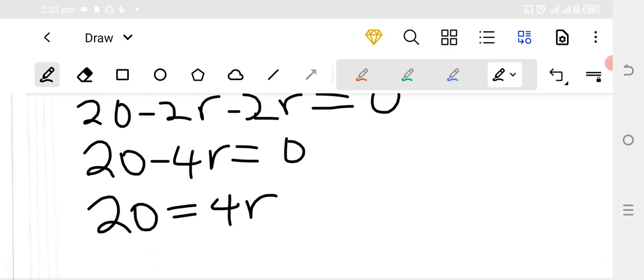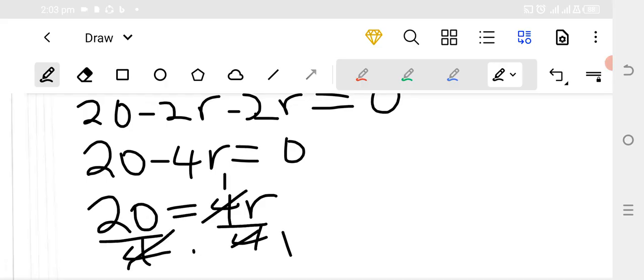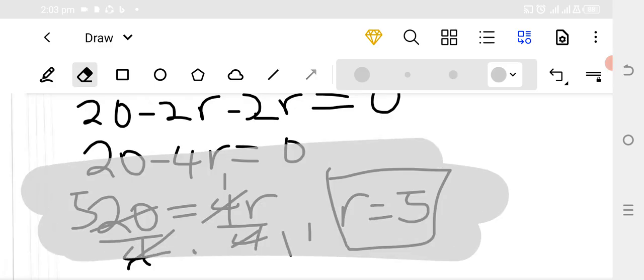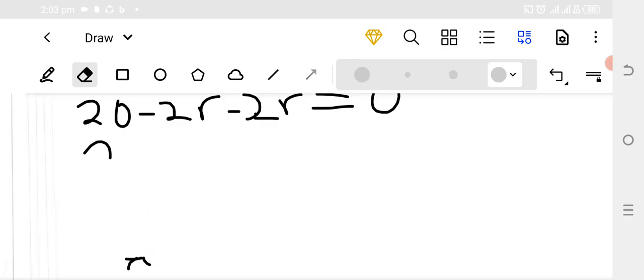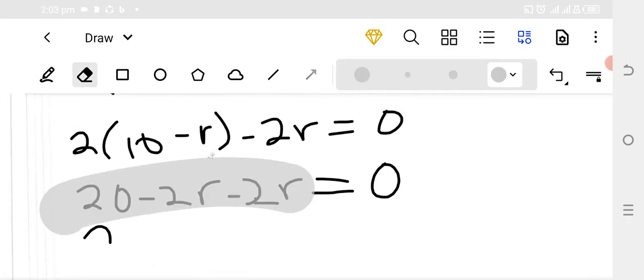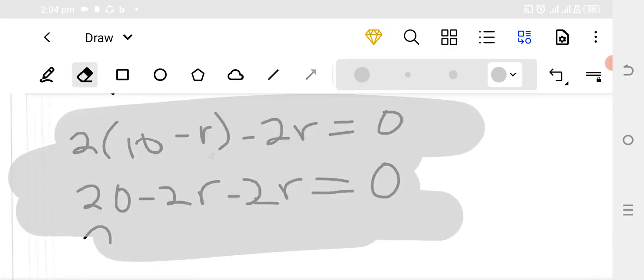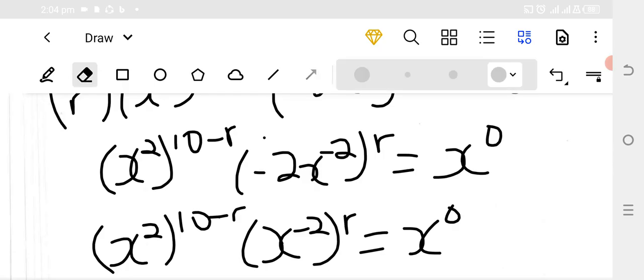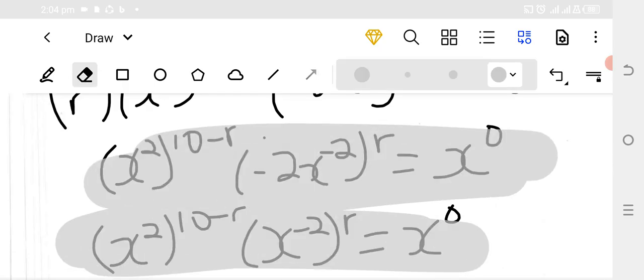20 is equal to 4r. You divide both sides by 4. 4 can go into itself 1, 4 can go into 20 five times. r is equal to 5, that is our answer. Essentially we just wanted to find what r is. That was our aim, and now we know what our r is. We can just clean up.